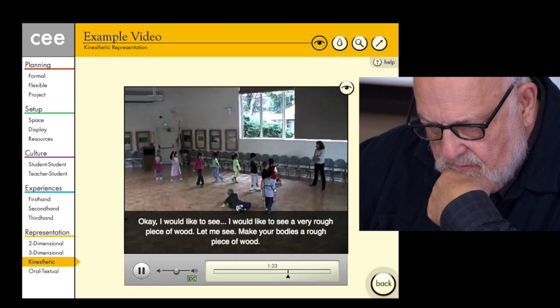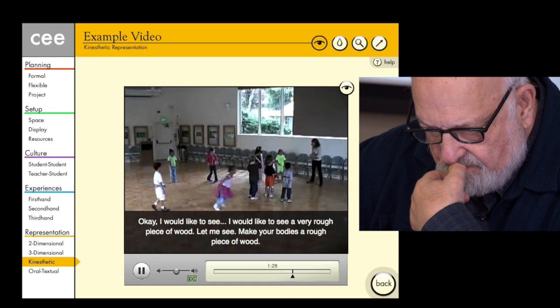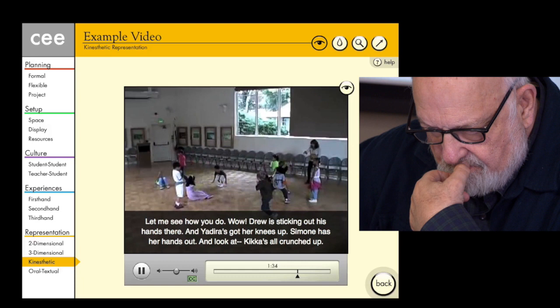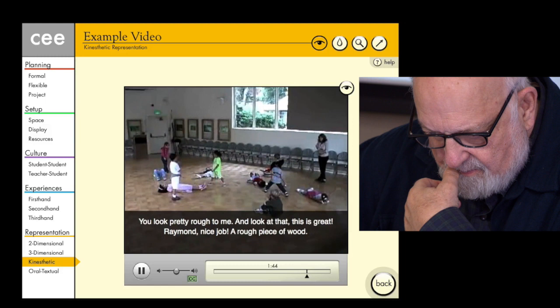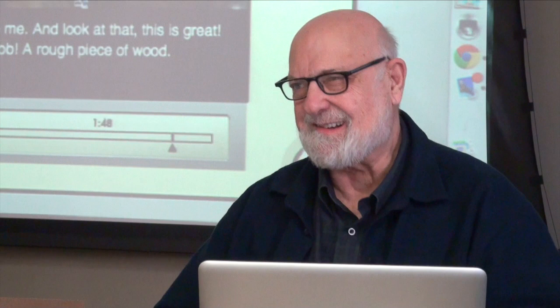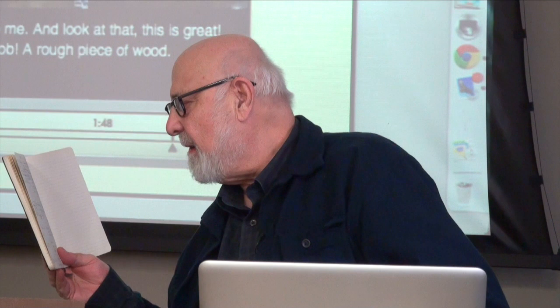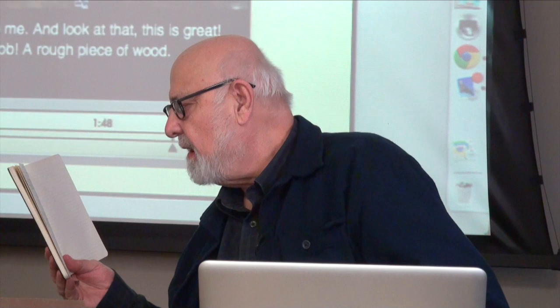I would like to see a very rough piece of wood. Let me see. Make your bodies a rough piece of wood. Let me see how you do. Wow. Drew is sticking out his hands there. And Yadira's got her knees up. Simone has her hands out, and look at Kika, all crushed up. You look pretty rough to me, and look at that. This is great, Raymond. Nice. Okay, I want to see a rough piece of wood.